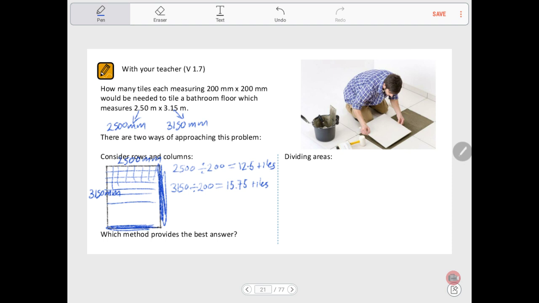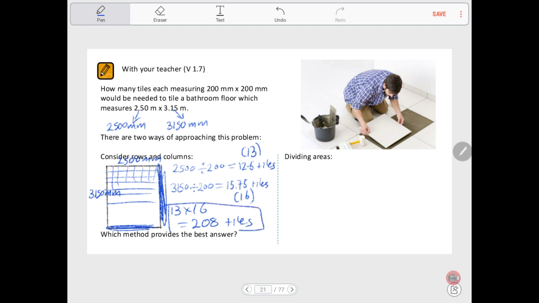I'm going to think, okay, let's buy plenty of tiles so that we know that we've got plenty and we can get home and just cut some, assuming that the shop wouldn't cut them for us. They'd expect us to cut our own tiles. So let's say we actually need 13 horizontally and 16 vertically. So 13 by 16 gives us 208 tiles.